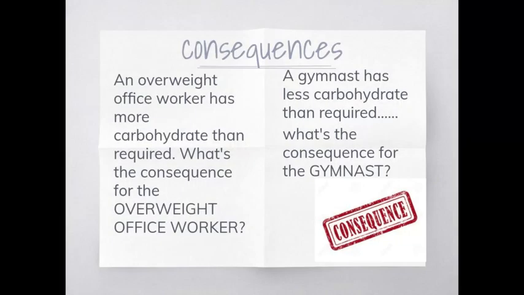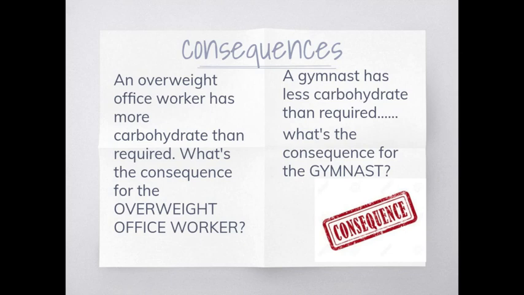So to help us explain fully the need for carbohydrate in the diet, we need to give a fact about carbohydrate and a detailed consequence linked to the specific person. For carbohydrate, I've given the examples of an overweight office worker and a gymnast. So what I want you to do now is to pause the video and have a little think about this yourself first. An overweight office worker has more carbohydrate than is required. What's the consequence for that overweight office worker? Making sure that we are being specific to that person.